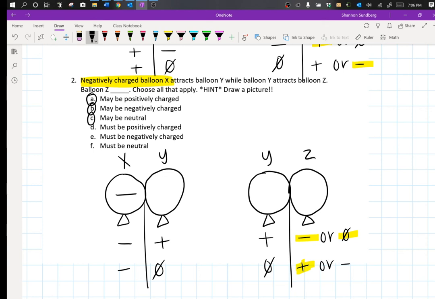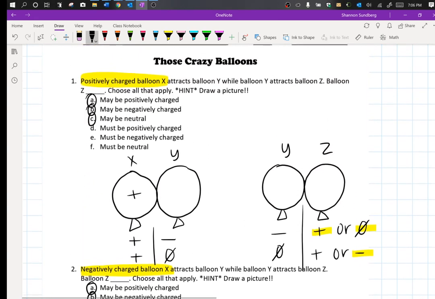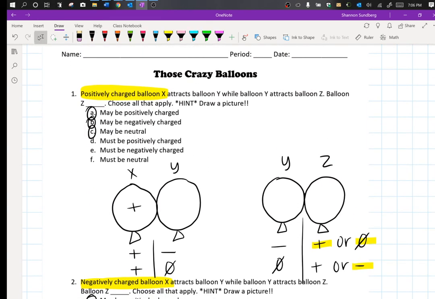And the same would go for number 1. If we were to rephrase that question, positively charged balloon X repels balloon Y, well, if it repelled balloon Y, then balloon Y would have to be positive. It couldn't be anything else. And that's where you would pick one of the extreme language ones that say must, D, E, and F, for both questions.